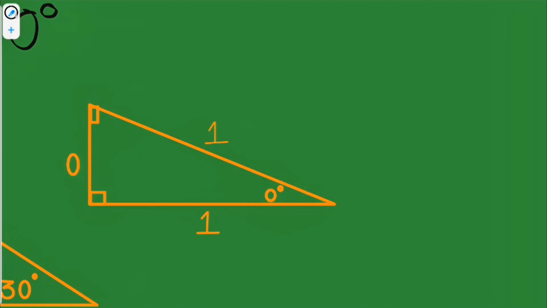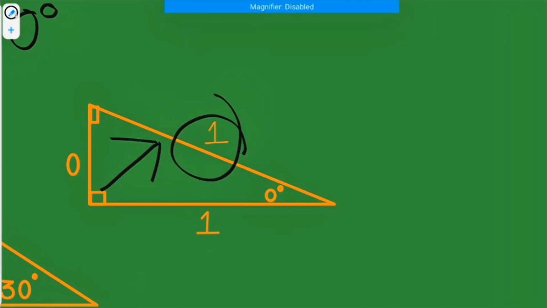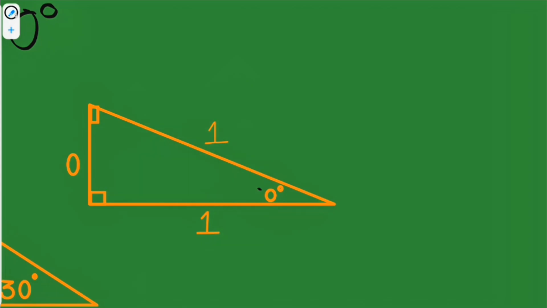The sides that are opposite to these 90-degree angles are both equal to 1. This 90-degree angle is pointing at this side right here, and that side is equal to 1 unit. This 90-degree angle is pointing at this side right here, and it's also equal to 1. The side that's opposite to the 0-degree angle is equal to 0.